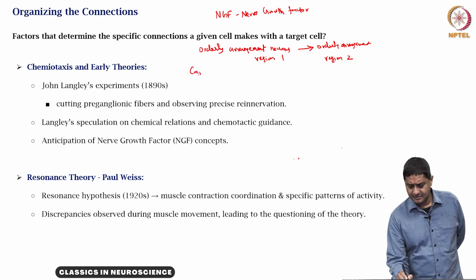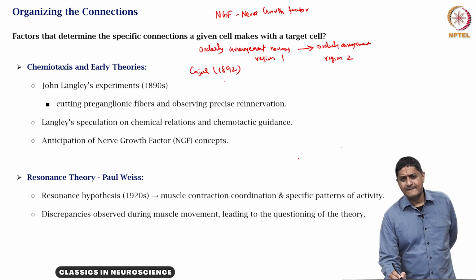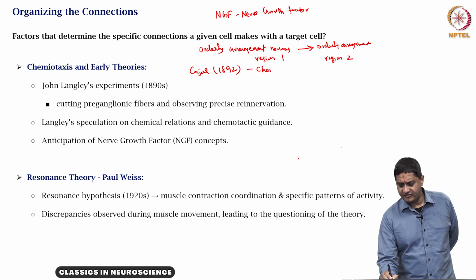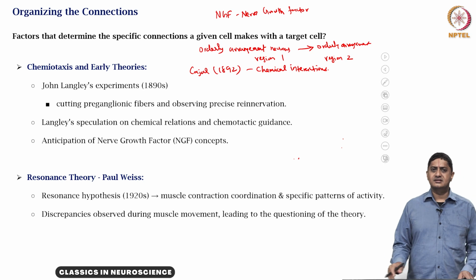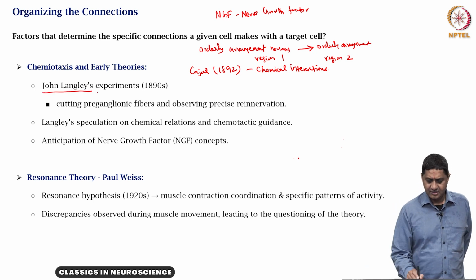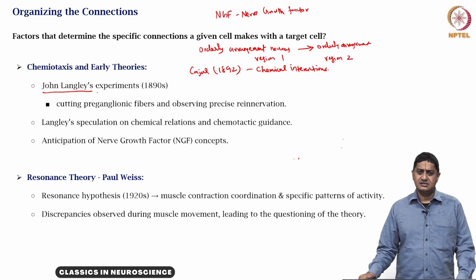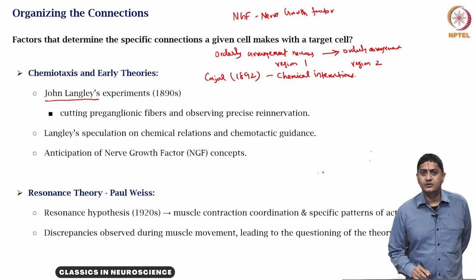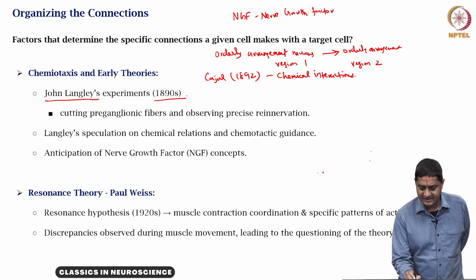Cajal suggested that when axons grow out to make connections, some sort of chemical interactions are involved. This was the original suggestion made by Ramon Cajal. This was followed up by John Langley, who performed experiments to check if this is true. These experiments were performed in the 1890s.